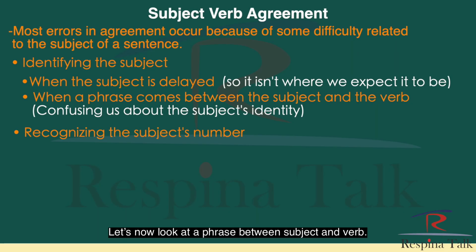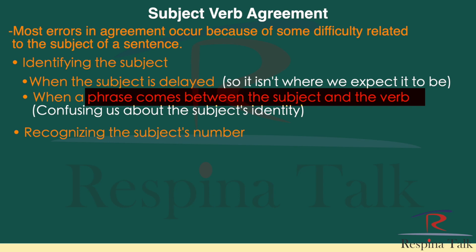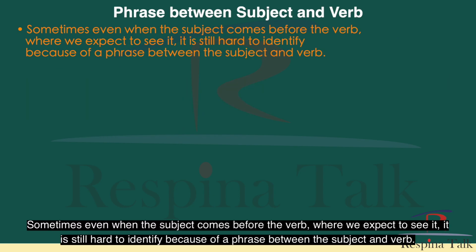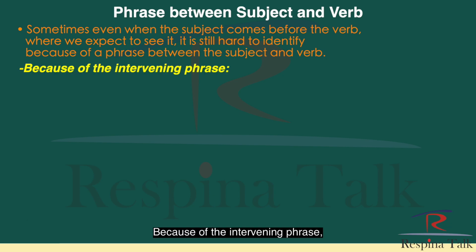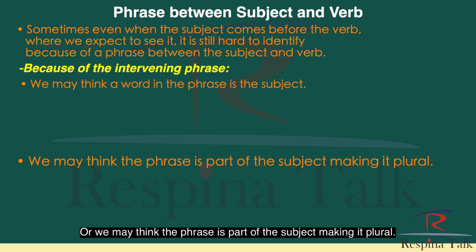Let's now look at a phrase between subject and verb. Sometimes, even when the subject comes before the verb, where we expect to see it, it is still hard to identify because of a phrase between the subject and the verb. Because of the intervening phrase, we may think a word in the phrase is the subject, or we may think the phrase is part of the subject, making it plural.